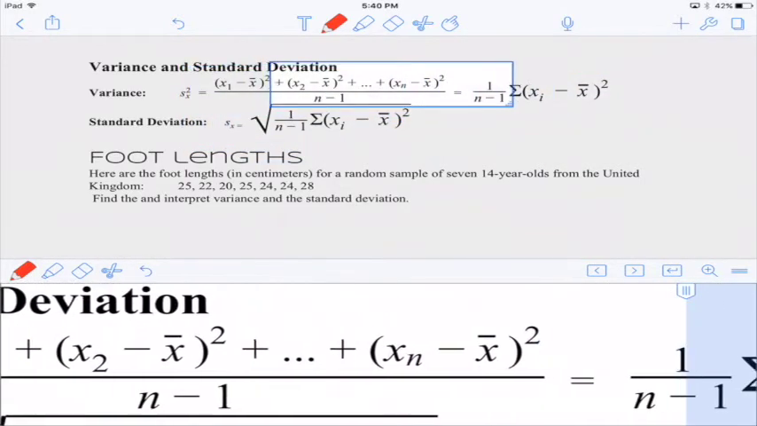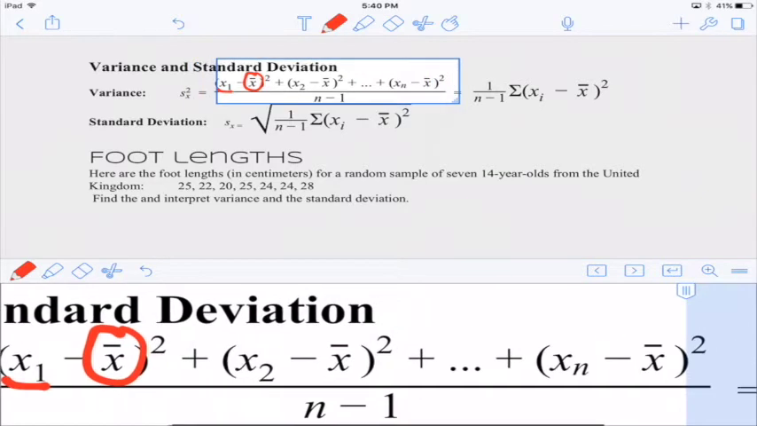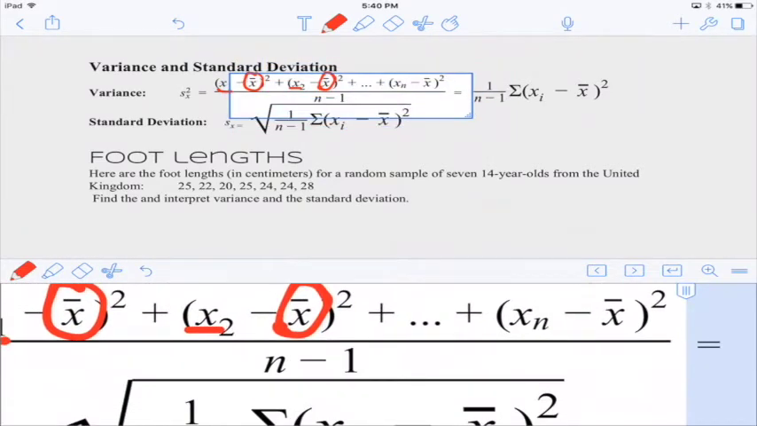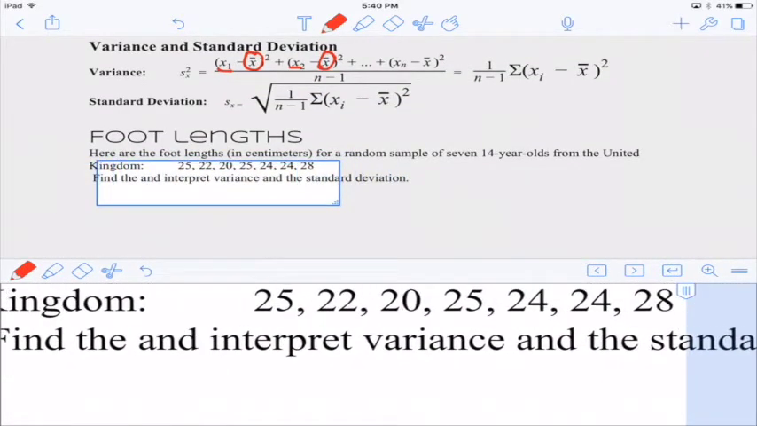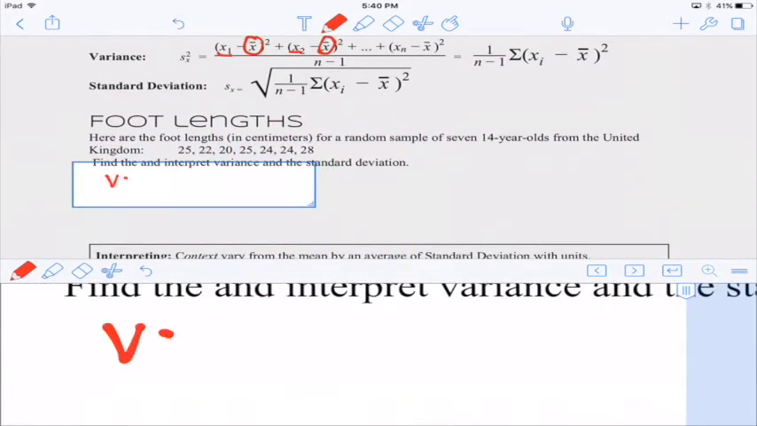Now let's make some sense out of all of these things. Okay, so we have x1, that's an observation. And this, remember, x bar means mean. So we see how far away something is from the mean and square it. We do the same thing with our next observation. How far away is it from the mean? And then square it. And we keep doing that until we have all of them. And then we divide by n minus 1. The n minus 1, we're not going to worry too much about that for now. We're going to use it. So here we go. Find and interpret the variance and the standard deviation. Okay, so I've got my variance.